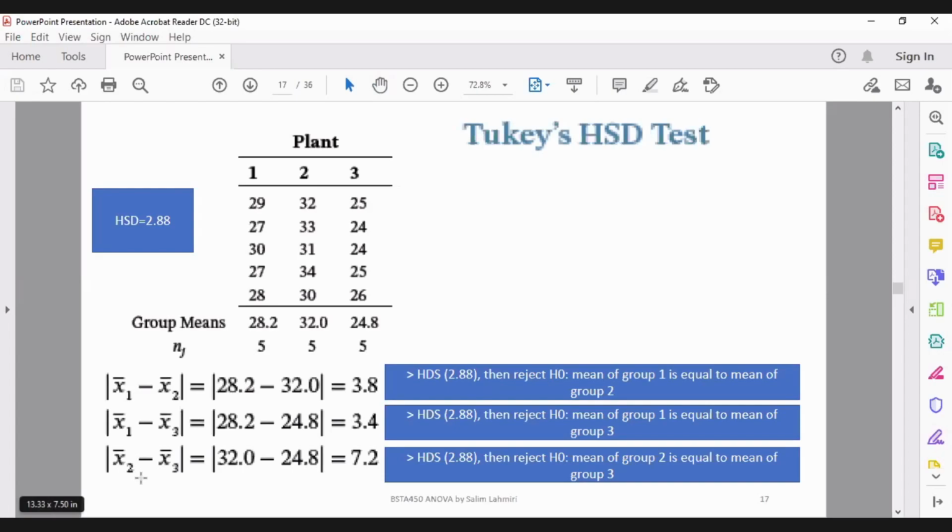For the last one, we test the null hypothesis that the average of x2 is equal to the average of x3. The difference is 7.2, which is larger than the theoretical value of 2.88. So we reject the null hypothesis that the mean of group 2 is equal to the mean of group 3. Any questions regarding this example?